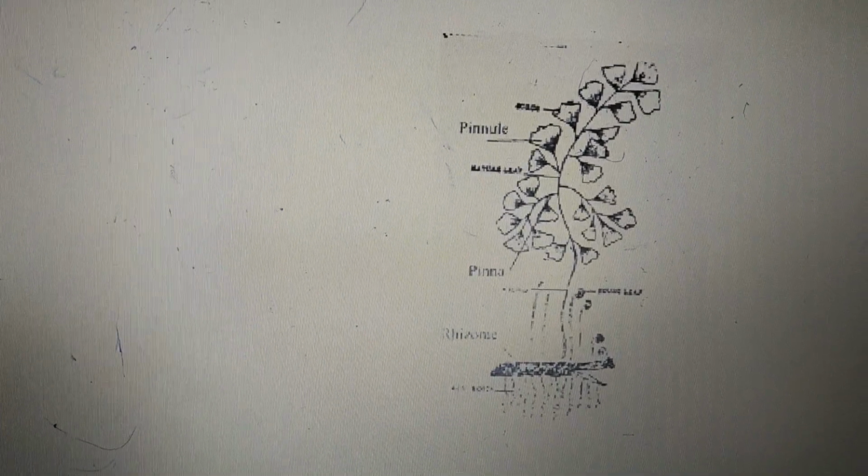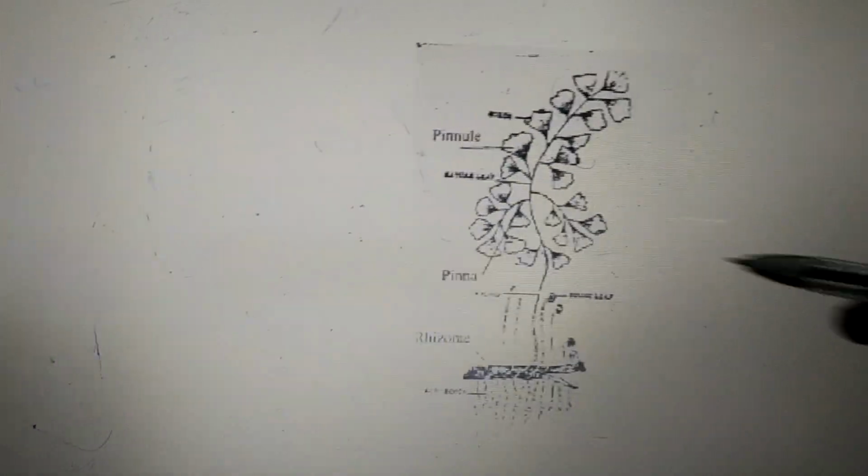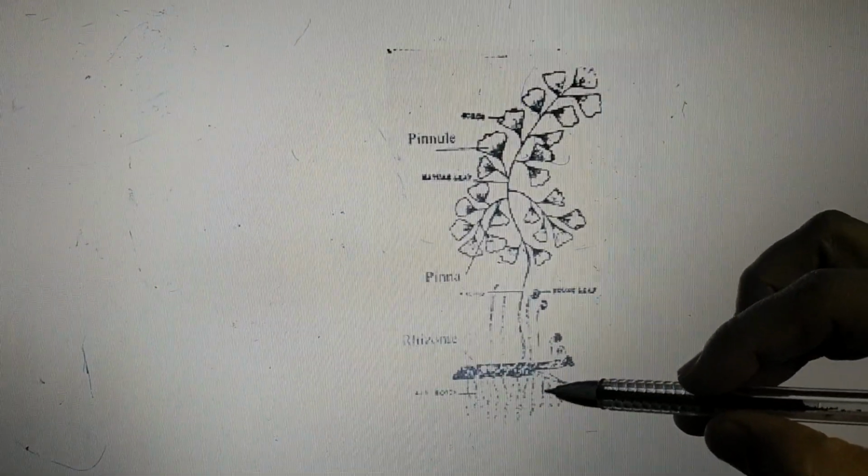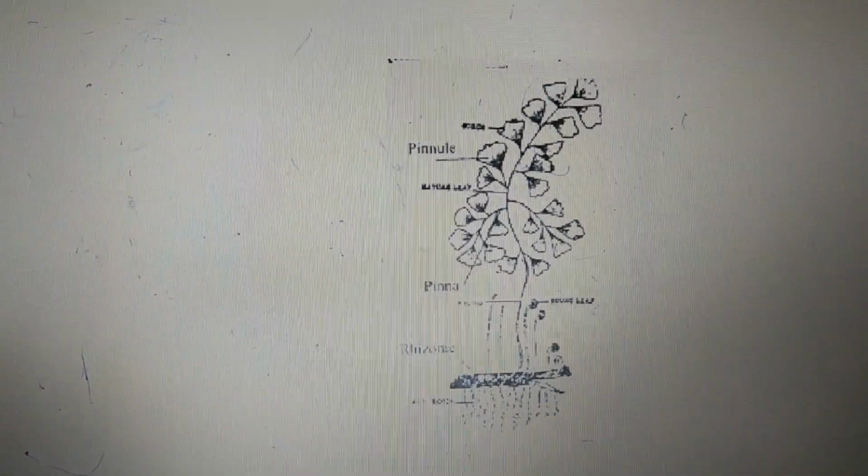Now speaking about the roots, as I told, roots are produced from the underside of the rhizome. They are adventitious roots. So this was the external feature in the case of Adiantum.